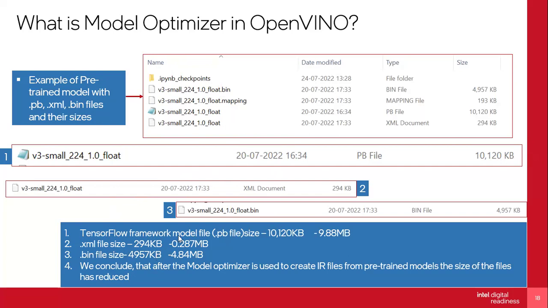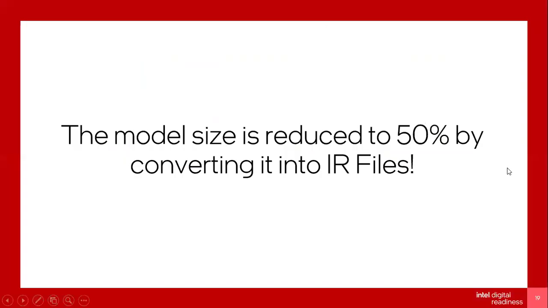Okay. And we conclude that after optimization, the IR files from the predefined model have a reduced file size. So whatever file you have taken, that file size has been reduced after optimization. That is the main use of it. Clear? See here the example: 4,957 KB, and when taken into the other one, 294, and here 193. See, 10,000 to 4,000 has been reduced, 200 to 100 has been reduced. So for PB files, bin files, XML files, whatever files you take, optimization will reduce the size. That is model optimization. The model size is reduced by 50% by converting into IR files, right?